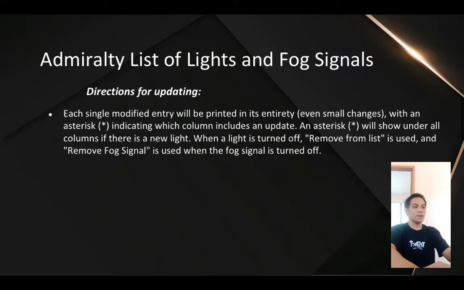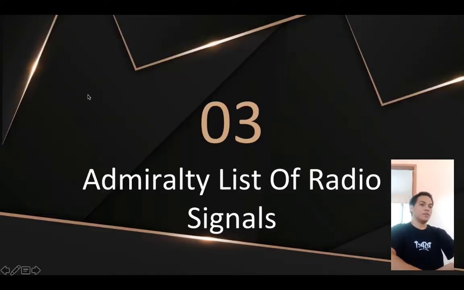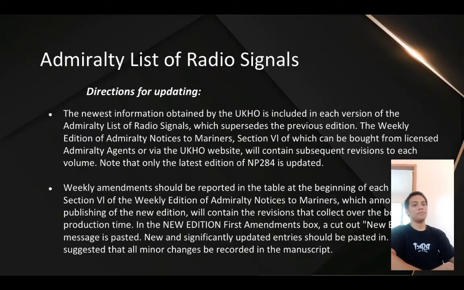An asterisk mark will show under all columns if there is a new light. When a light is turned off, remove from list is used, and remove fog signal is used when the fog signal is turned off. So let's proceed to Admiralty List of Radio Signals.